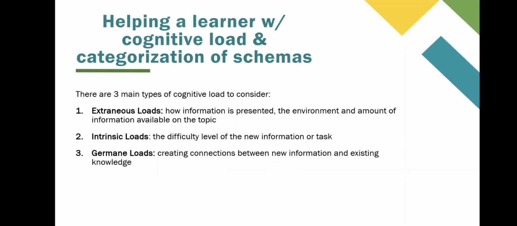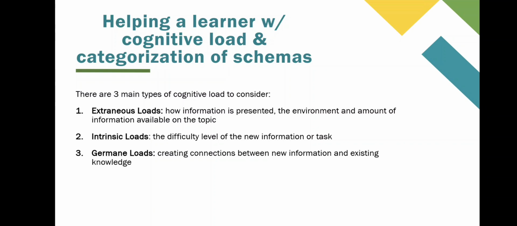So then how do we help a learner to minimize cognitive load and categorize their schemas? We must first consider that there's three main types of cognitive load. You have extraneous load, which is the way in which information is presented to the learner's environment, and the amount of information available to a learner on any given topic. All of these affect the extraneous load.